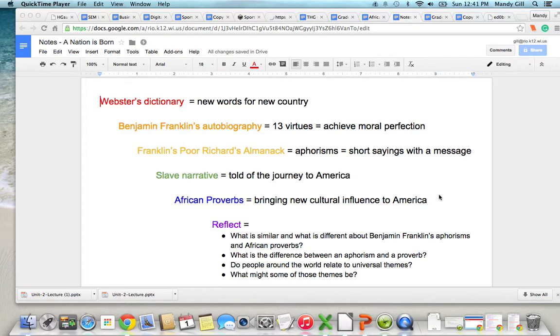So cultures from around the world have proverbs, although we will just be focusing on African proverbs because we're talking about the slaves coming to America and some of the proverbs they brought with them and oral tradition.